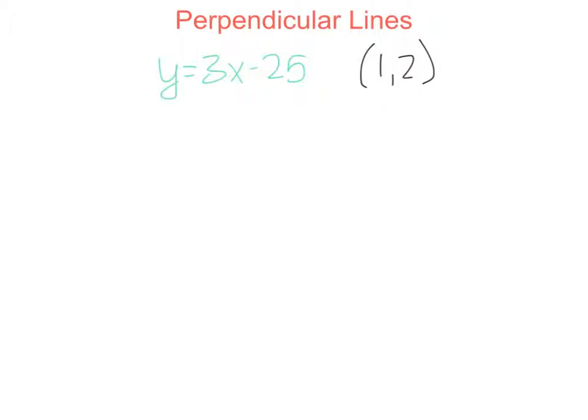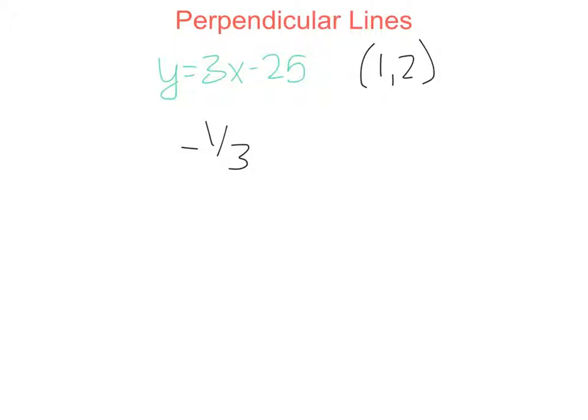So say we want to find a line that is perpendicular to the line we had before, which was y is equal to 3x minus 25, and we also want it to include the point 1, 2. So we know that perpendicular lines have inverse opposite slopes, so our slope for our line would be negative 1/3.